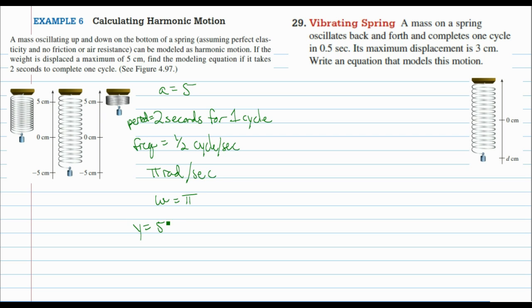Y equals 5 times the sine of pi t. That will be the equation that will model the harmonic motion of a spring. Now try problem number 29.